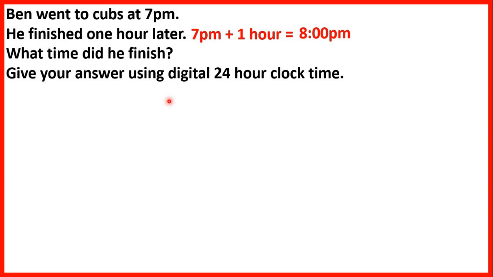But we need to give the time using digital 24-hour clock. And if we have a p.m. time, what we do to change that to a 24-hour time is to add 12 to the number of hours. So 8 plus 12 is 20. So 8 o'clock using digital 24-hour clock time is written 20:00. And we don't need to write PM or AM if we're using 24-hour clock time.